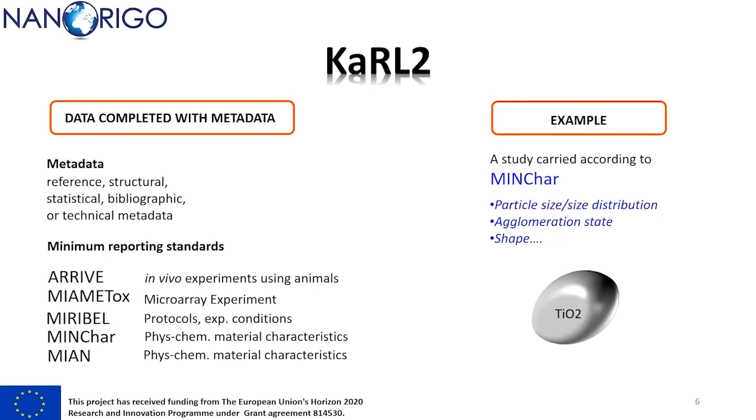There are also some existing minimum reporting standards, such as ARRIVE, MIAME-Tox, MIRABEL, MinChar, MIAN. All of those require scientists to report different types of metadata. For example, KaRL 2 could be a study which was carried out according to MinChar, and MinChar requires the reporting of particle size distribution, agglomeration state, shape of the nanoparticle, functionalization, and so on.